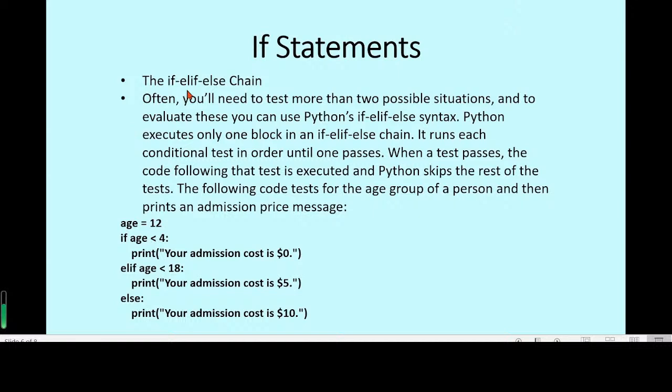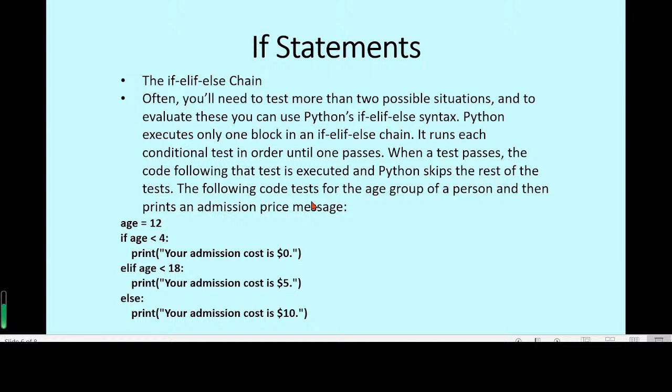And the if-else chain. Often you will need to test more than 2 possible situations. And to evaluate this, you can use Python's if-elif-else syntax. Python executes only one block in an if-elif-else chain. It runs each conditional test in order until one passes. So when a test passes, the code following that test is executed and Python skips the rest of the tests.